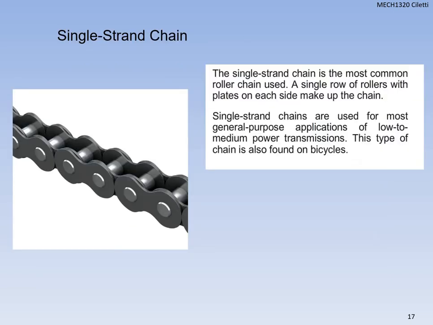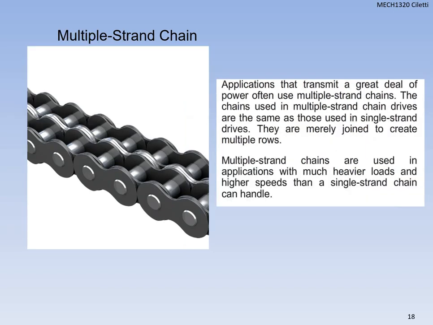as they link together. Okay, so the single strand, the most common one, is a single row of chain rollers that make up the entire chain. Okay, they're used for most general purpose applications of low to medium power transmissions. All right, and it's the one that you have on your bike at home.